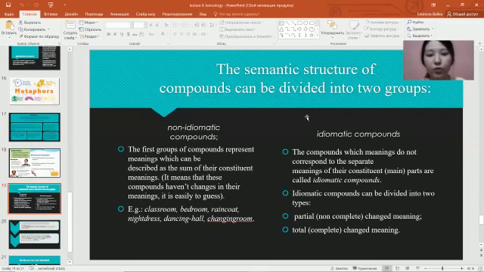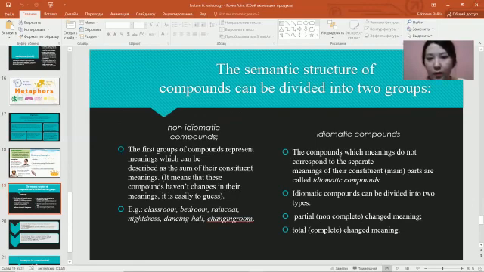The semantic structure of compounds can be divided into two groups, non-idiomatic compounds and idiomatic compounds. The first group of compounds represents meaning which can be described as the sum of their constituent meanings. It means that these compounds haven't changed in their meaning. It is easy to guess because they are non-idiomatic. For example, classroom, bedroom. These words mean that they are rooms, raincoat, night dress, dancing hall, changing room, etc.